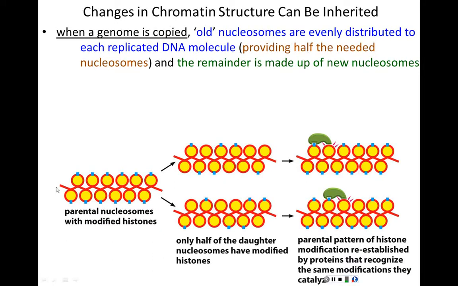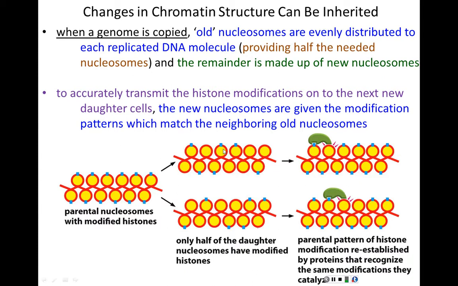Here we have a single DNA molecule wrapped up in nucleosomes, and these nucleosomes have been modified, so the modifications, the patterns on those histones, are represented by these blue squares. This DNA is replicated, so this one molecule of DNA is made into two, and these existing nucleosomes are evenly distributed among the two new molecules. So we have a total of 12 nucleosomes that we see here, and 6 of those have gone to this, and 6 of those have gone to here. So half of the original nucleosomes are given to each of the new DNA molecules. The remaining nucleosomes to make up the even 12 are new nucleosomes that do not contain the modification.